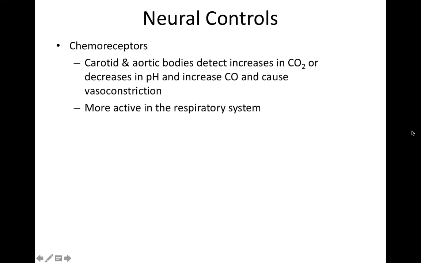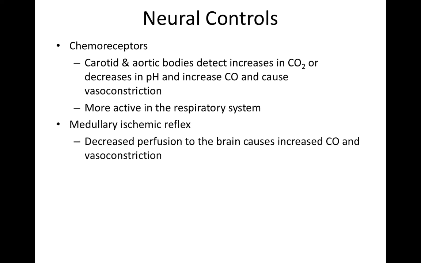We also have a chemoreceptor response. This one is going to deal with the amount of CO2 and therefore the pH level in your blood. And so this works best in the respiratory system, so we're going to come back to this in the respiratory system.